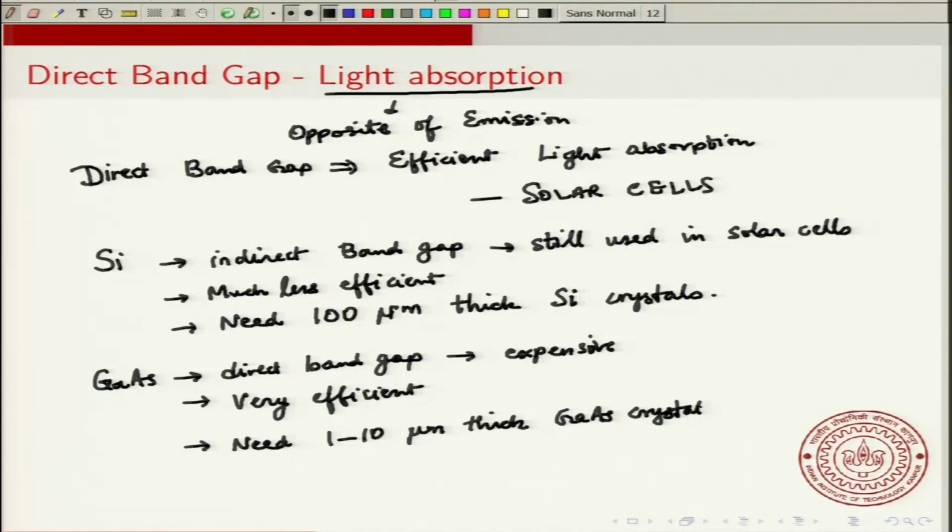However, if you are making thin film photovoltaics, if for some application you need a very thin film photovoltaic, then you use materials like gallium arsenide. There are other materials also, like cadmium telluride and so on. These are materials that are used in very special cases where you need thin film photovoltaics. But by and large silicon is still widely used in solar cells.